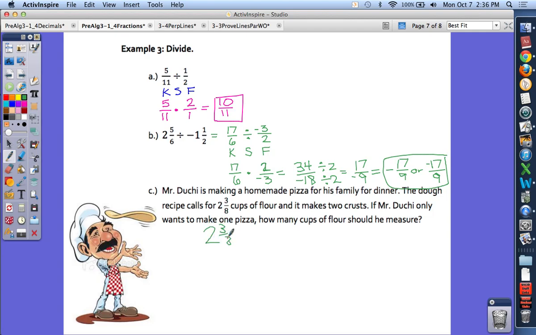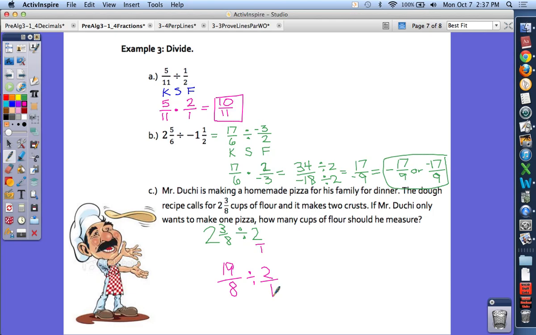2 3/8 divided by 2. Now you may look at this and say, well, I'm not dividing fractions here. 2 isn't a fraction. Any number can be written as a fraction. What can you write a number over top that will not change its value? Over 1. So 2 is the same as 2 over 1. Let's make this an improper first. 2 times 8 is 16 plus the 3. Keep the division for now, and now we make the second number a fraction by just writing it over 1.